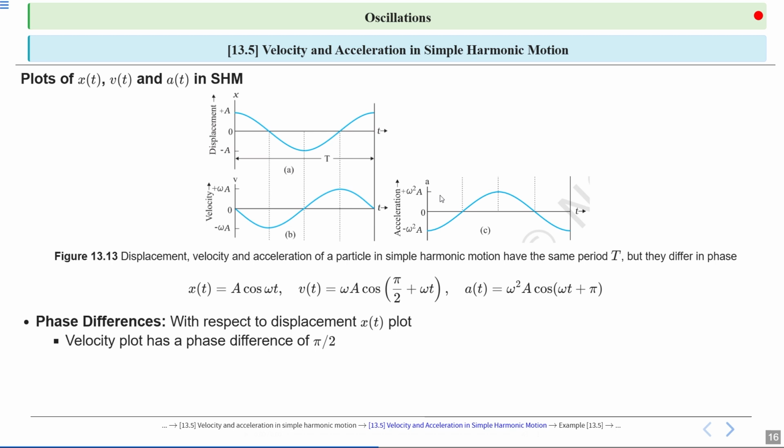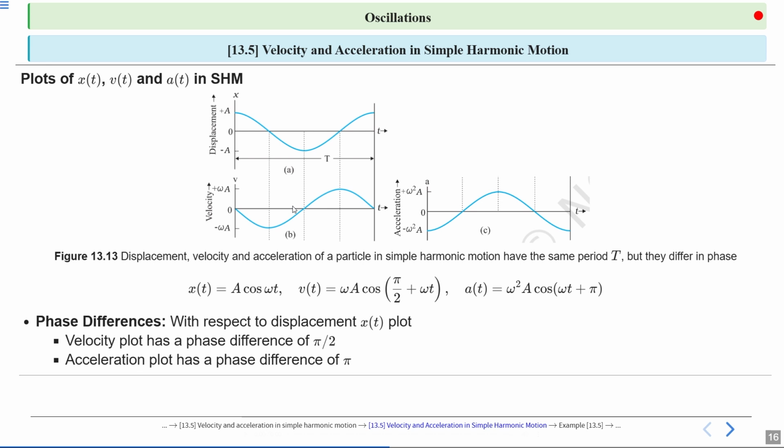So first look at the velocity plot. It has a phase difference of pi over 2 or 90 degrees compared to the displacement. This means that when displacement is at its maximum, velocity is 0, and when displacement passes through 0, velocity is at its maximum. For example, if a mass on a spring is at its furthest point, it momentarily stops before reversing direction, so velocity is 0 there.